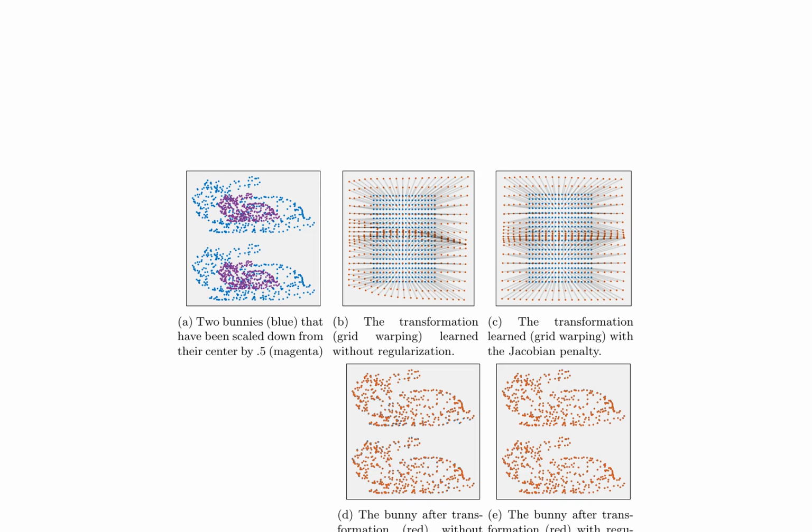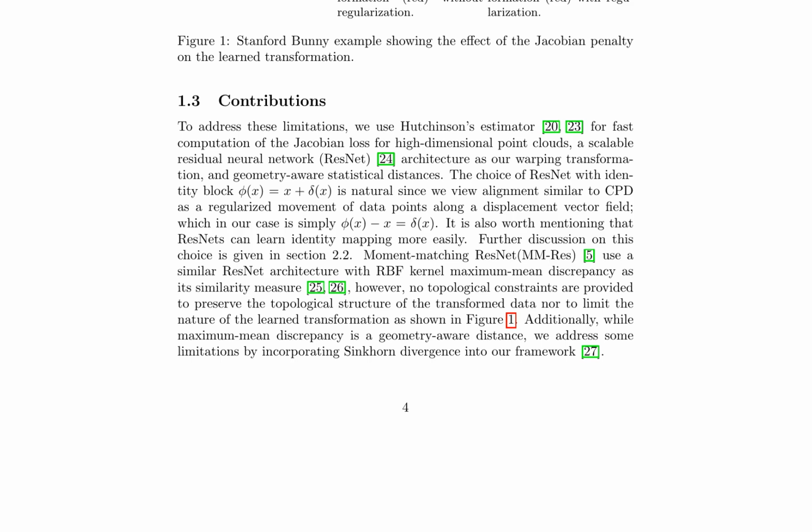In contrast, this work uses Hutchinson's estimator for fast computation of the Jacobian loss for high-dimensional point clouds and a scalable residual neural network (ResNet) architecture as the warping transformation. The ResNet architecture is chosen for its ability to learn identity mapping and its natural interpretation as a regularized movement of data points along a displacement vector field. The use of geometry-aware statistical distances, such as Sinkhorn divergence, addresses some limitations of existing approaches.